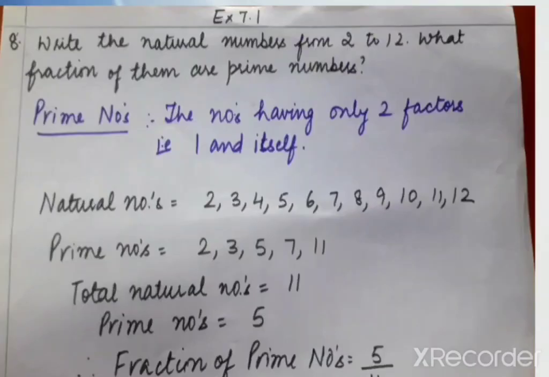Let us do the next question. That is the 8th question. Write the natural numbers from 2 to 12. What fraction of them are prime numbers?